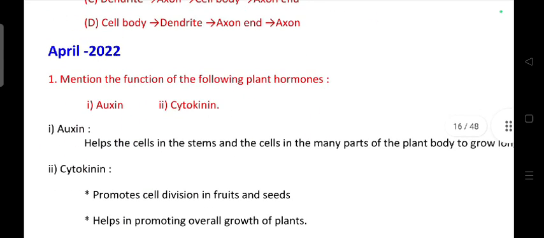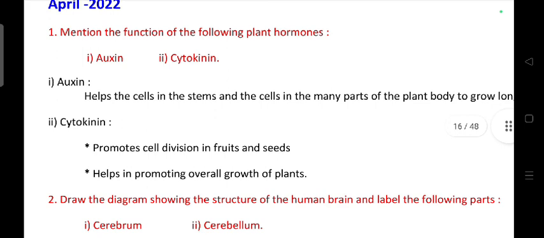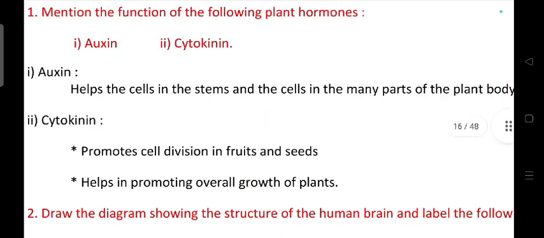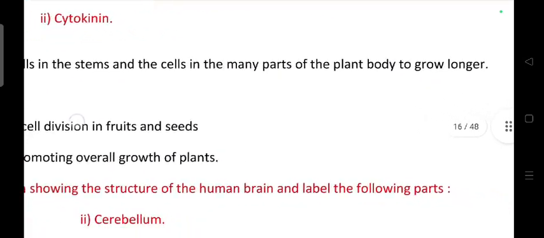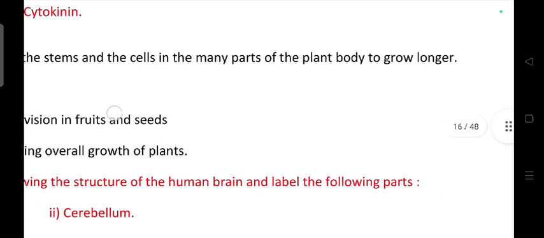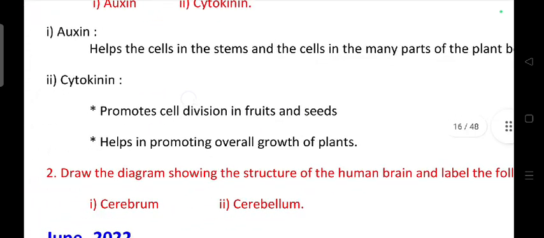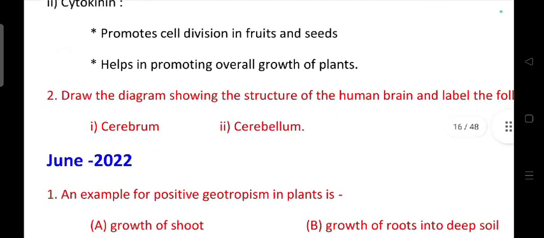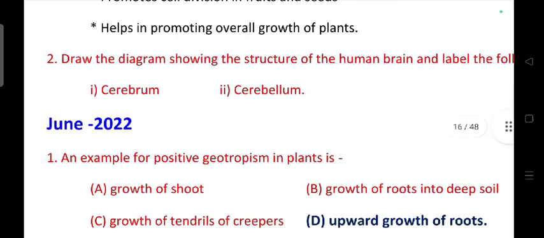In April 2022, this question was asked. Mention the functions of the following plant hormones. This is plant hormones, auxin and cytokinin. So auxin helps the cells in the stems and many parts of the plant body to grow longer. Then cytokinin promotes cell division in fruits and seeds, and helps in promoting the overall growth of the plant.